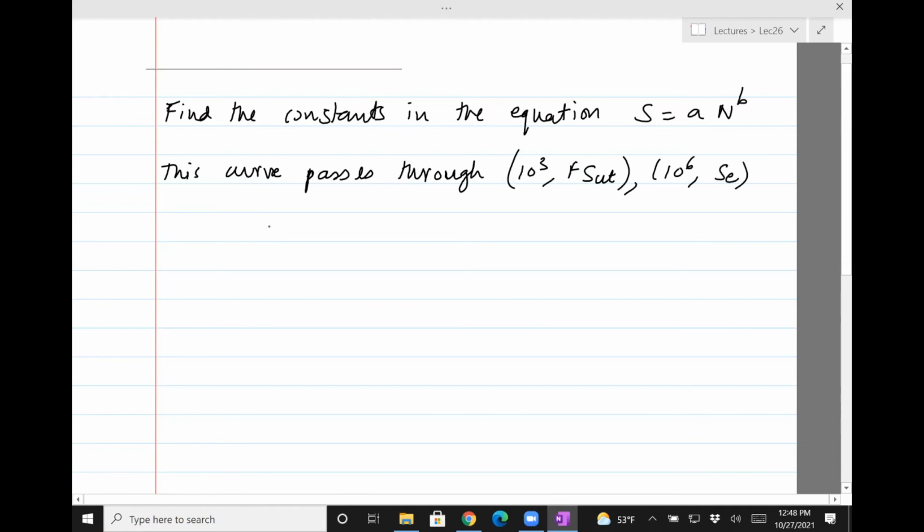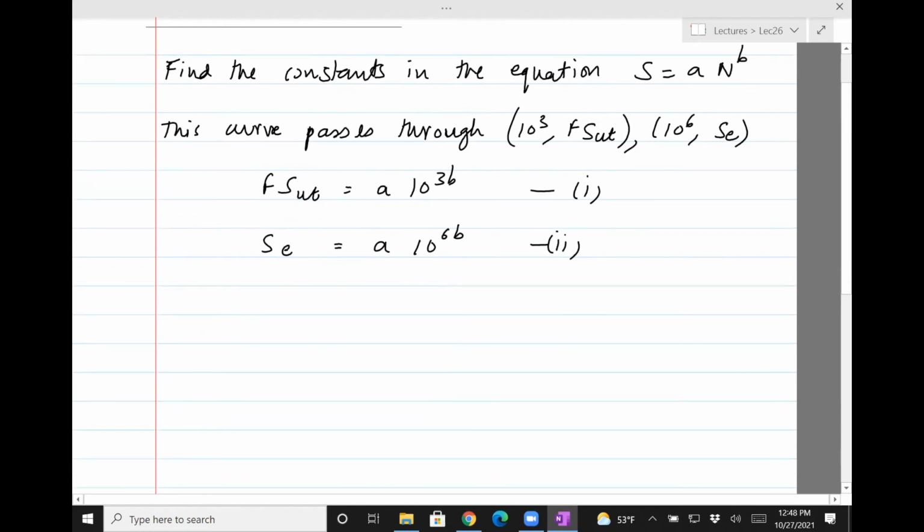So I can just sub in the values. So I have fsut equals a times 1,000, so 1,000 raised to b, so 10 raised to 3b, and then se equals a times 10 raised to 6. Okay, so I need to find those constants. What I can do here is the following. I can take the ratio of 1 to 2. If I do that, then a's will get eliminated, and I'll be left with 10 raised to, you know what, let me just do 2 divided by 1. It's easier. So I'm just going to flip this se.